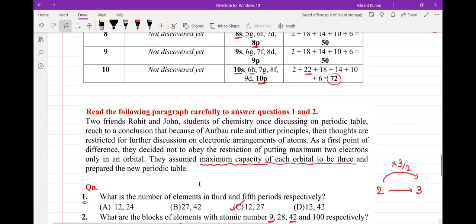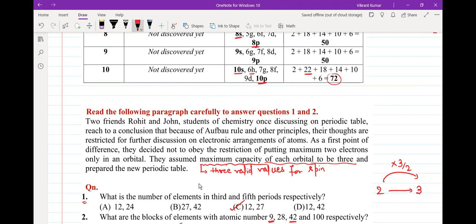Now, what could be the alternate language of this same question? In this place they will write that they assumed 3 valid values for what? Can you tell me what I'm going to write? I'm talking about some quantum number. Yes, spin quantum number, right? Why am I saying spin? Because which quantum number was limiting the capacity of an orbital? It was the spin quantum number, because it had only 2 valid values, plus half and minus half.